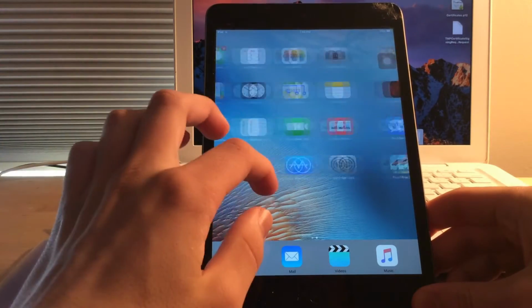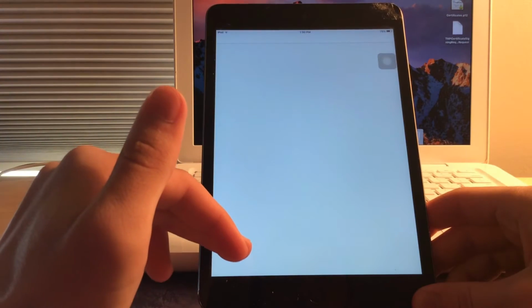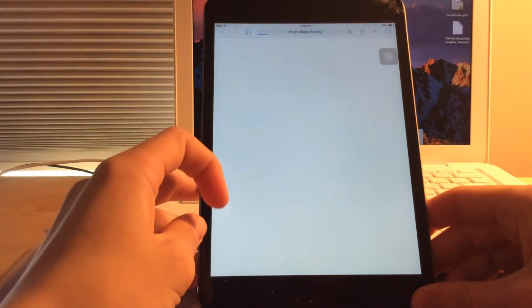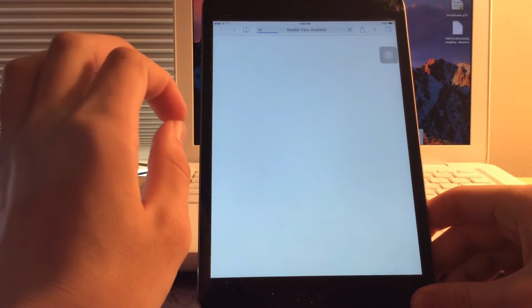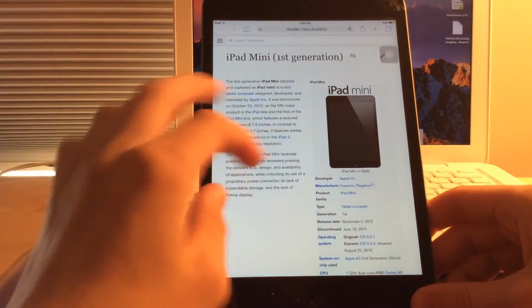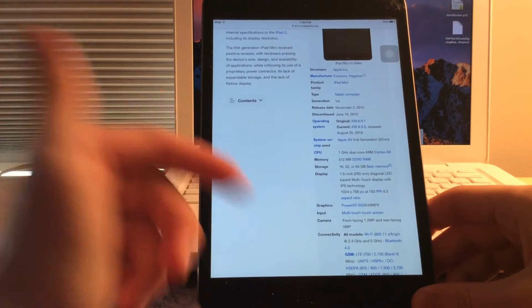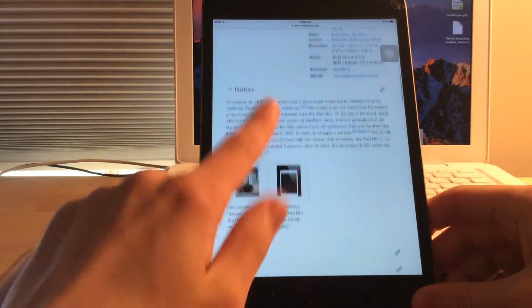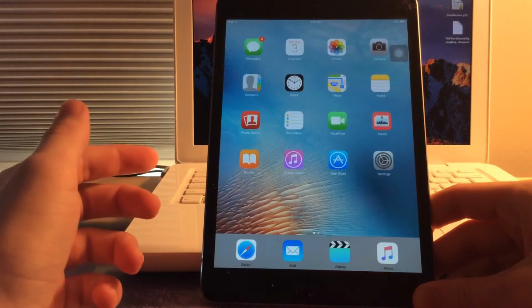This is the iPad Mini 1, 4 years later. We're approaching almost exactly the 4 year mark. The iPad Mini 1 came out November 1st, 2012. And the question is, is this something people should still use today? If you're in the market for an iPad, should you buy this?